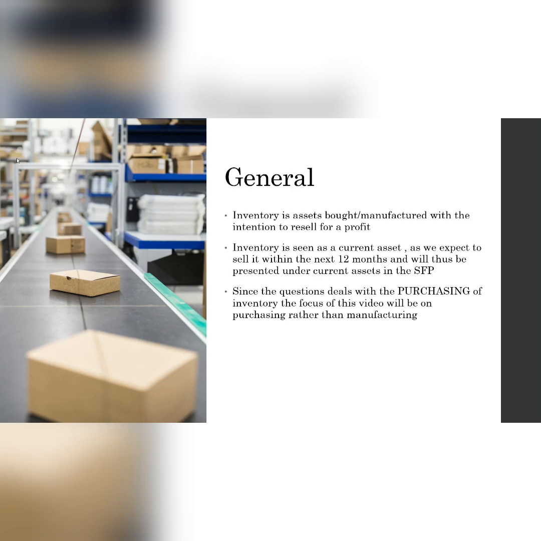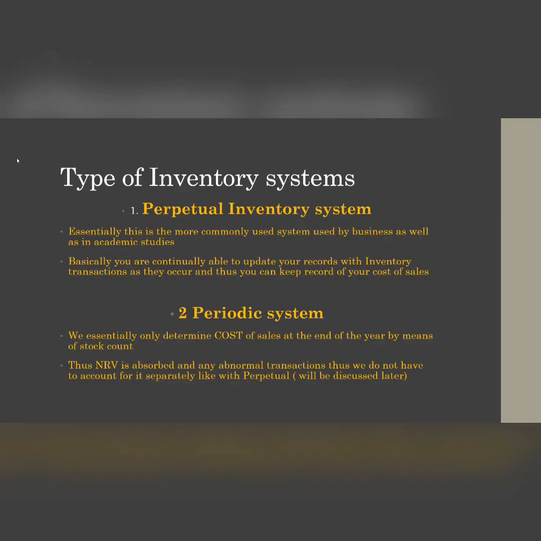If we sell on credit, then it would be a trade debtor. But trade debtors are also classified as current assets, as we expect the debtors to pay us within 12 months. And as such, current assets are presented under the current assets column in the statement of financial position. And since the question which was given asks about the purchasing of inventory, the focus of this video will be on the purchasing rather than the manufacturing of inventory.